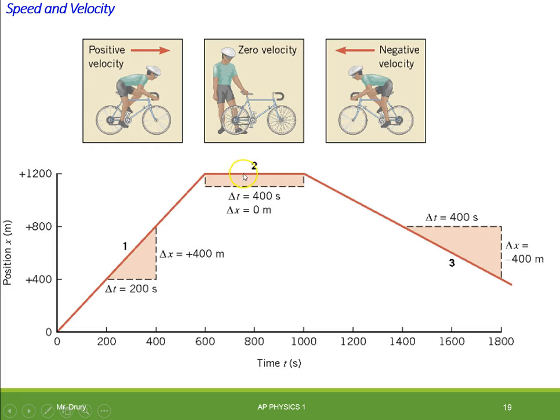Here, in section 2, we had no change in position, but a change in time. So obviously the guy was standing there. And in the third section, you can see his position actually went down. He started at 800, ended at 400. So there's a displacement of negative 400 over 400 seconds. So it's a negative velocity. All right.